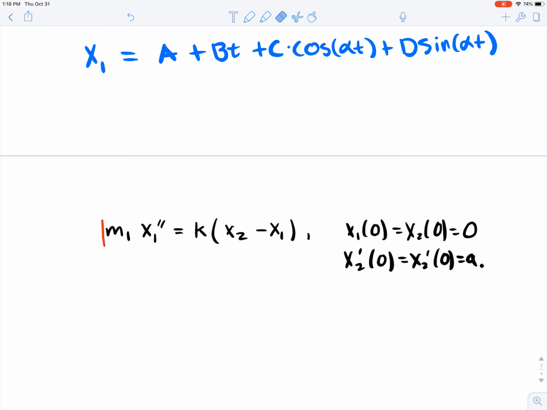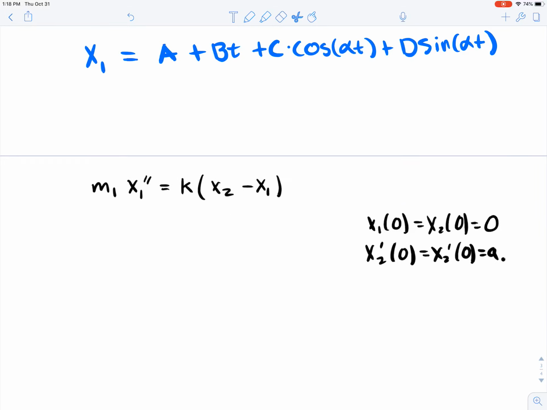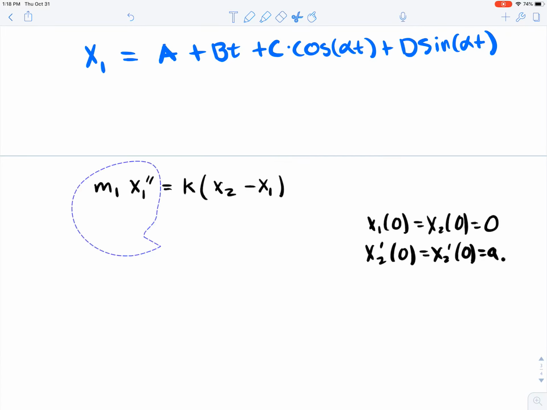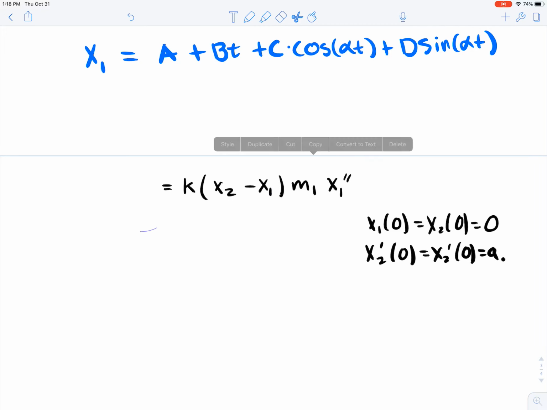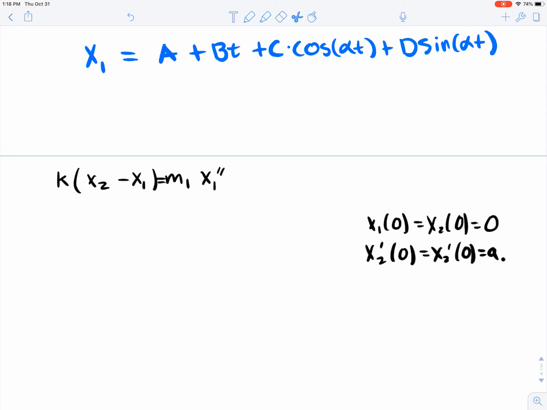So how is this going to help us? Well, let's go ahead and calculate the left side of this. So move this over to this side. Let's go ahead and calculate the double derivative of x1.